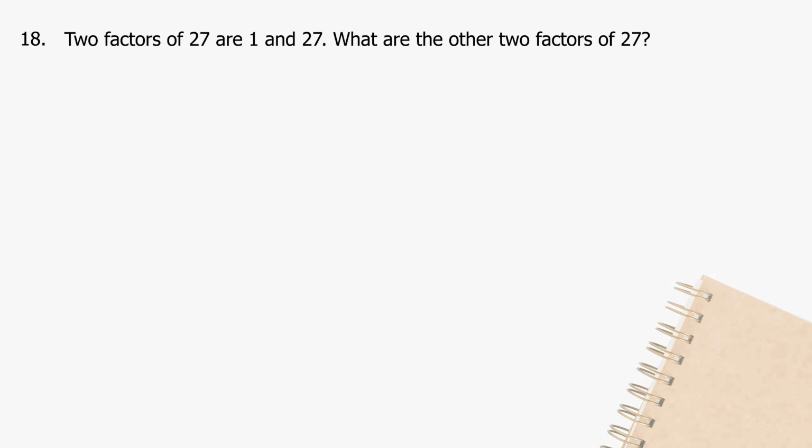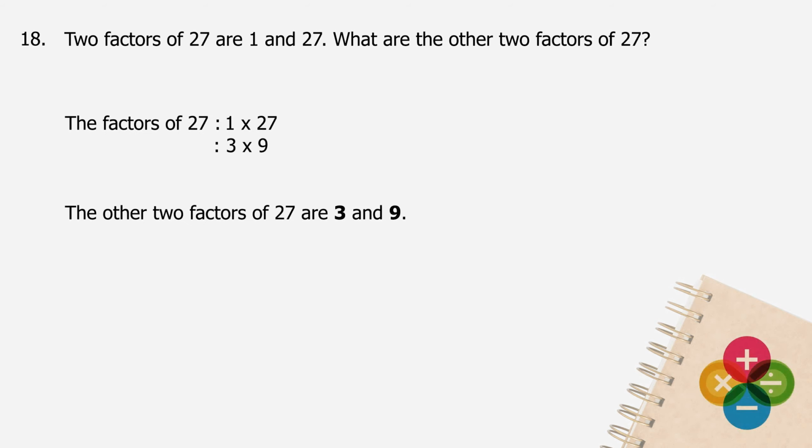Question 18. Two factors of 27 are 1 and 27. What are the other two factors of 27? The factors of 27 are 1, 3, 9, and 27. The other two factors of 27 are 3 and 9.